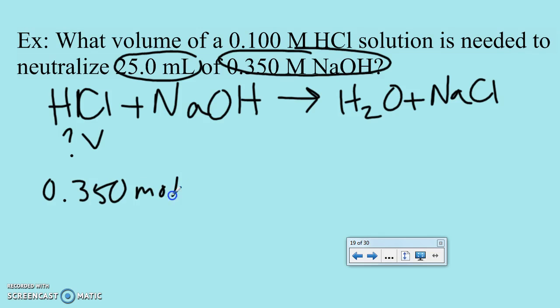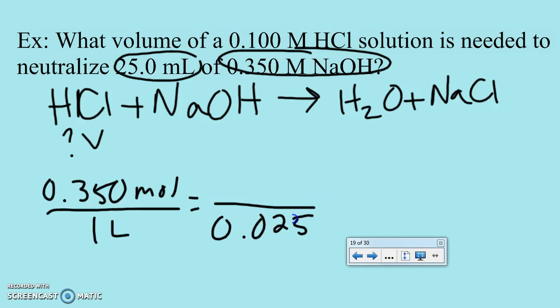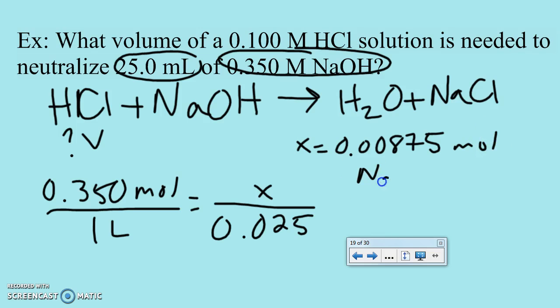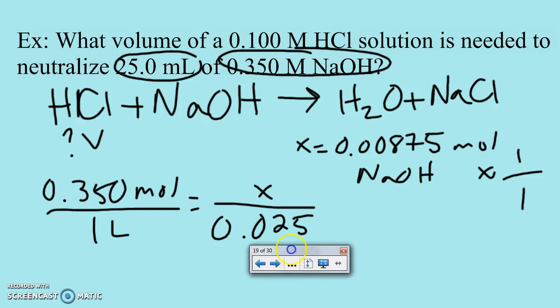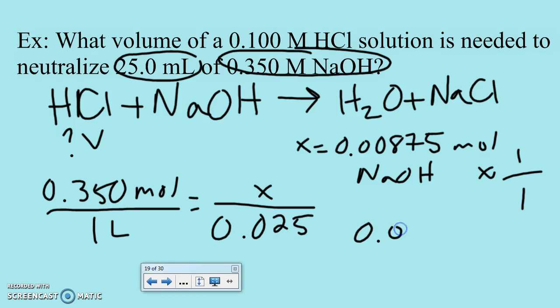We're going to set this up using the molarity, 0.350 moles per 1 liter. We don't have 1 liter of the NaOH in this case, we have 0.025 liters. This lets us calculate the number of moles of NaOH that have been titrated here. I should label that NaOH, just so that we can see that our next step is to convert to moles of HCl. This is a 1-to-1 ratio, so the moles will be the same, but it's important that we show that 1-to-1 ratio step.